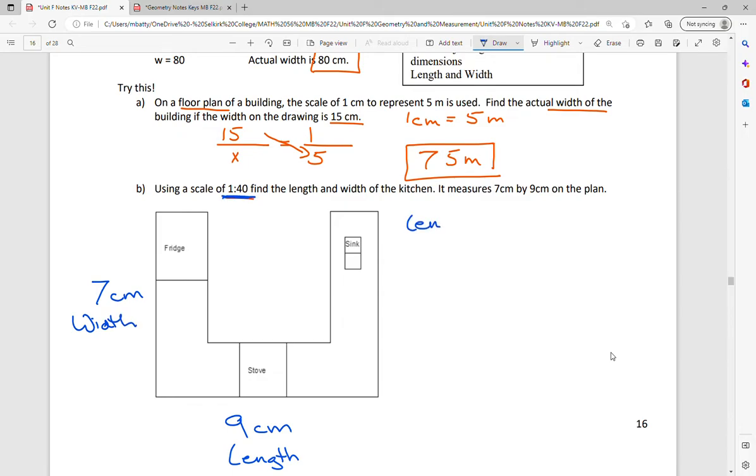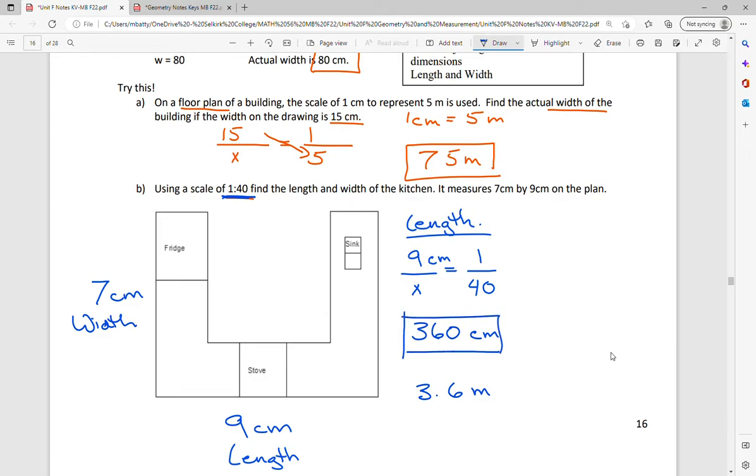So let's start with the length in real life. The length would be 9 centimeters over, we don't know, should equal 1 over 40. You can put the units with these. These are in centimeters, and we don't have units attached to these. So that tells me my answer is going to come out in centimeters. So I'd have 9 times 40 divided by 1. So that would give me 360 centimeters, or that might be more practical to say it's 3.6 meters.